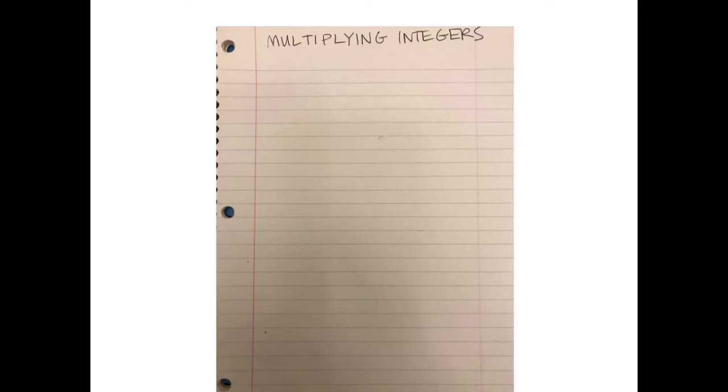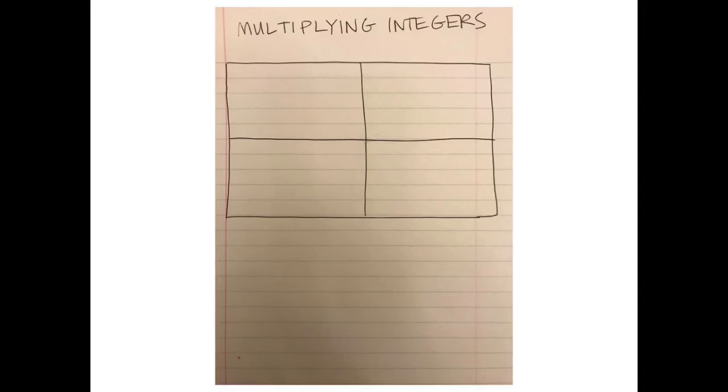Start by labeling the top of your paper with this label, multiplying integers. Next, you're going to want to make a foursquare. You're going to need several lines per square, and if you write with a bigger font, even more than what I have.